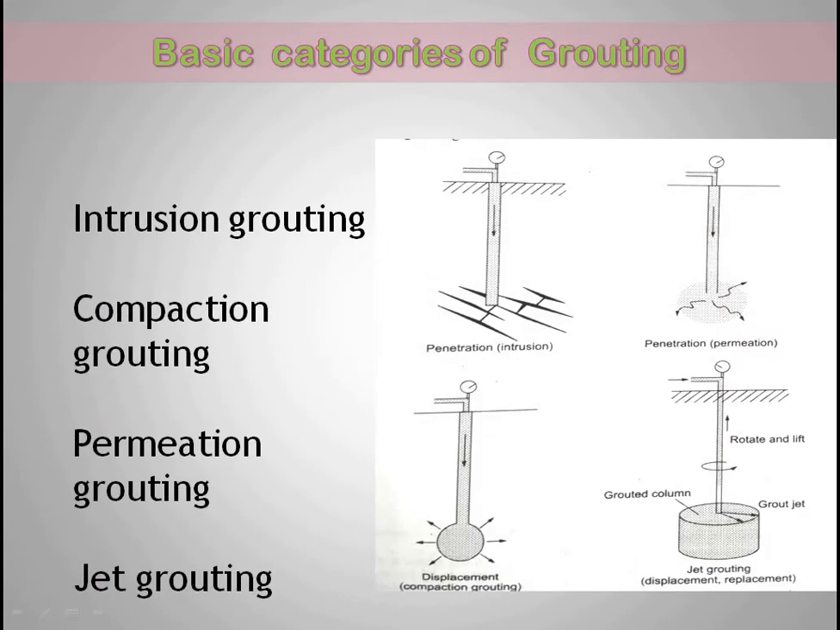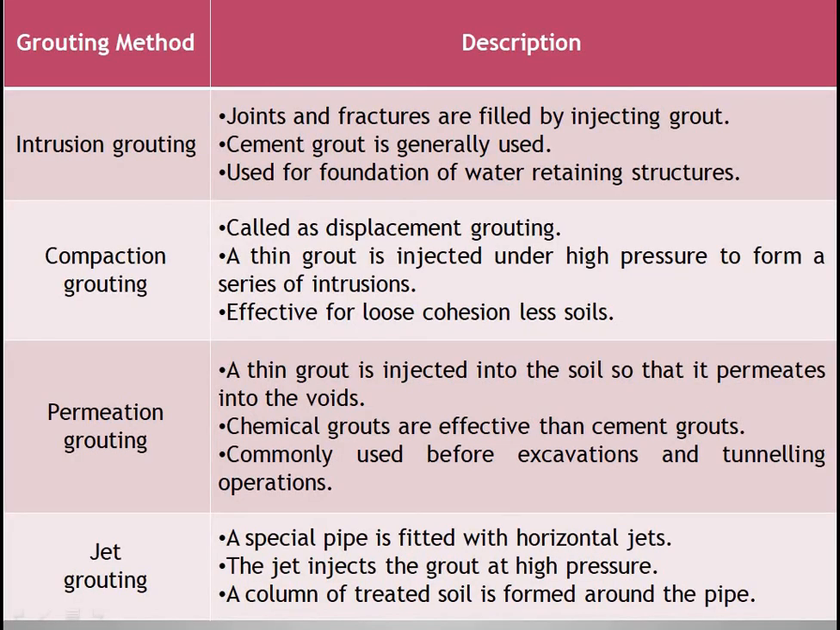If we look at the basic categories of grouting, there are 4 categories. One is intrusion grouting, second is compaction grouting, third is permeation grouting, and fourth is jet grouting. We will see these grouting methods one by one.